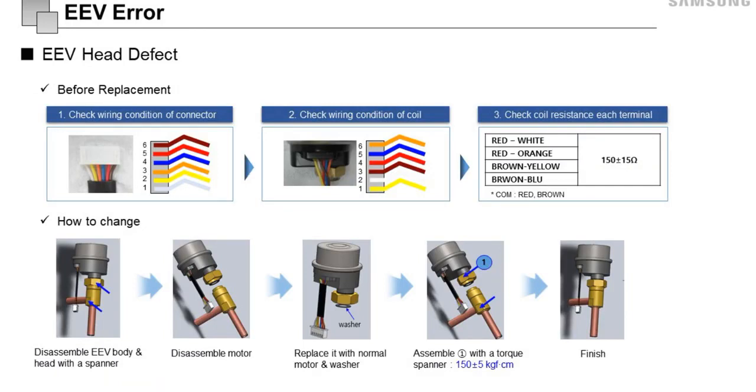If an error related to an EEV occurs as mentioned earlier, you should first check the wiring status of the EEV connector and coil. And then, you need to check whether the coil resistance of each terminal is normal or not. By the way, if the coil resistance is normal, you should replace the EEV body.